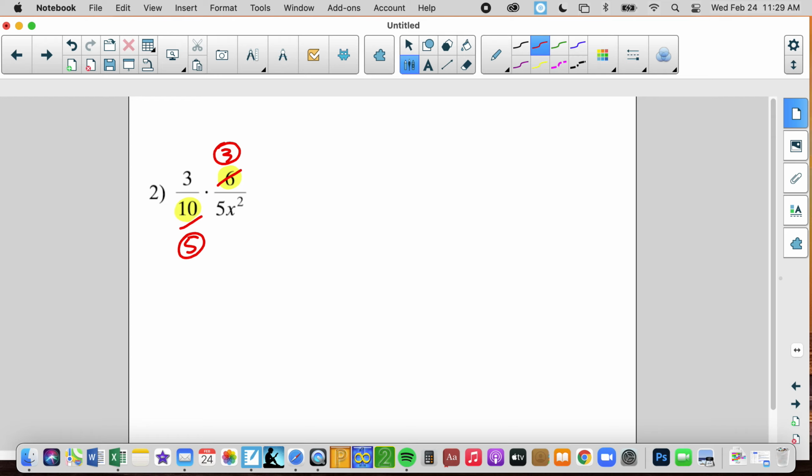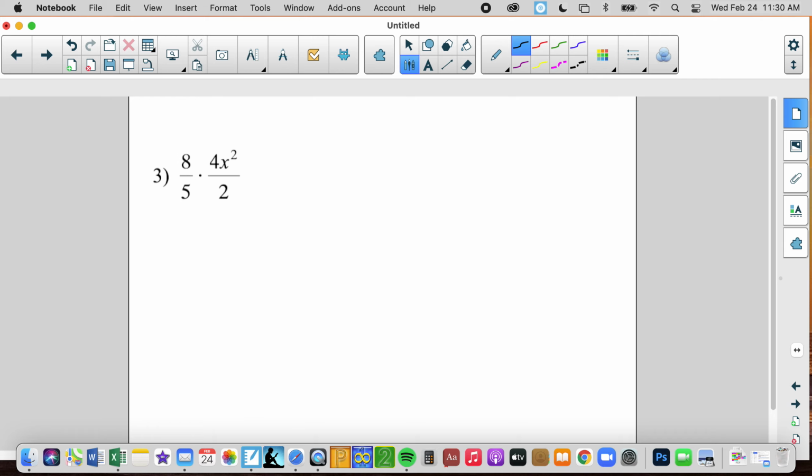So no variables left, so I'm going to multiply those out. 3 times 3 is 9. 5 times 5x squared is 25x squared. So we're left with 9 over 25x squared.